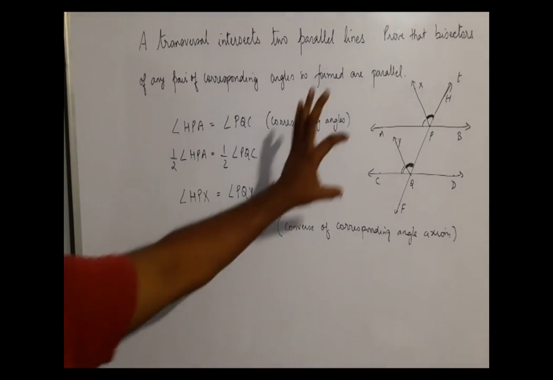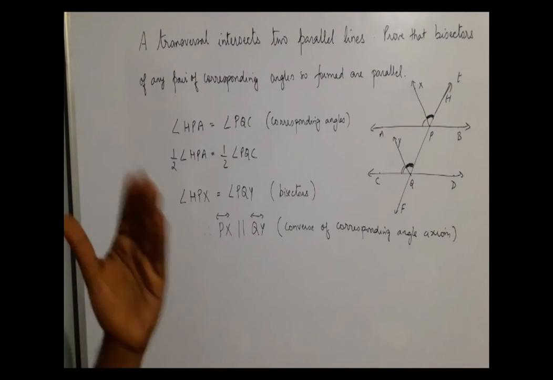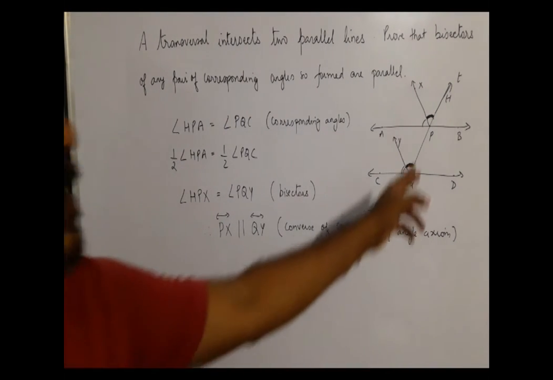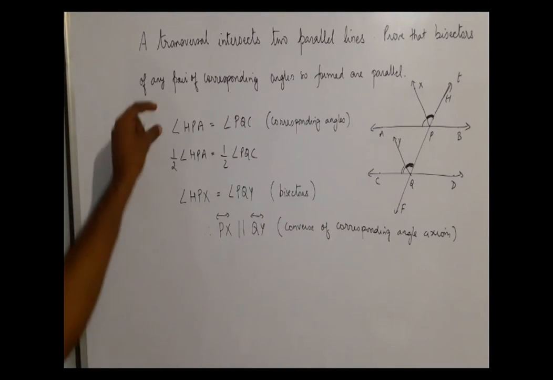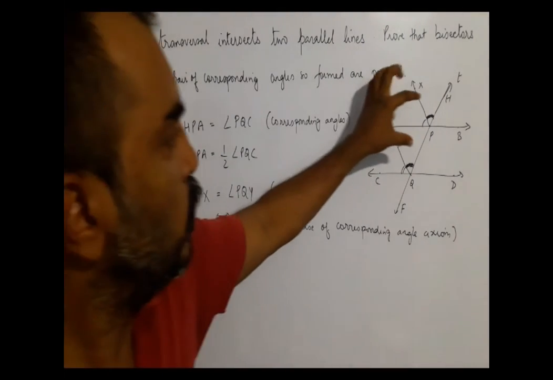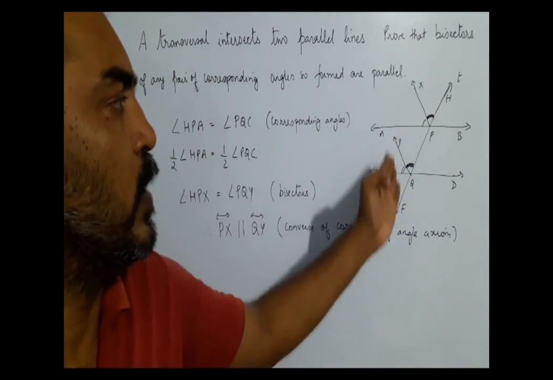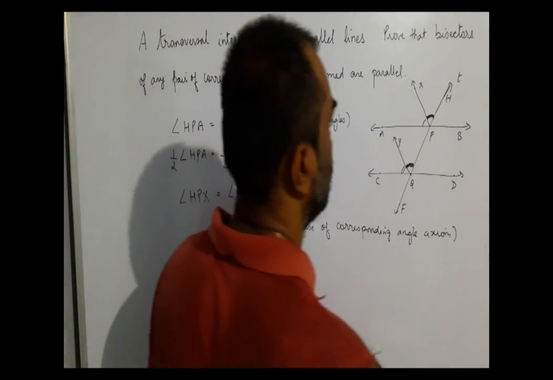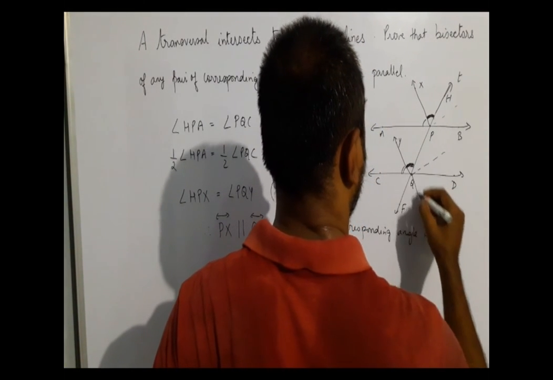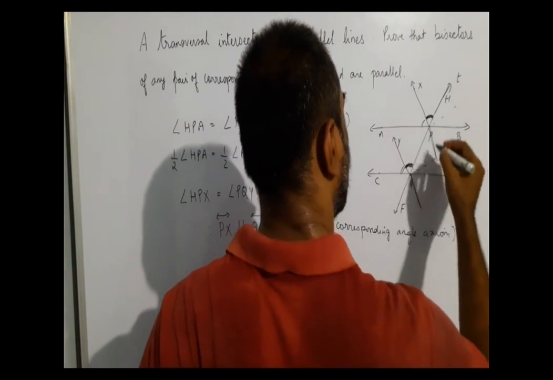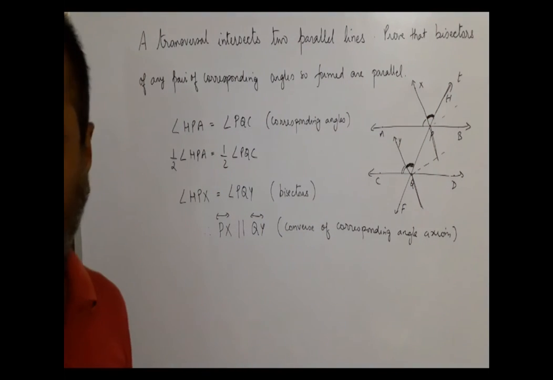Did you understand? We were given two lines cut by a transversal, so automatically the corresponding angles are equal. We had to show that the bisectors of any one pair of corresponding angles are also parallel. So AB and CD were parallel, forming corresponding angles, and the bisectors of those corresponding angles are also parallel. I could take even this, it will also be parallel. I could take this, even that will be parallel. So you can take any pair. I chose HPA and PQC. Now I hope you understood the sum.